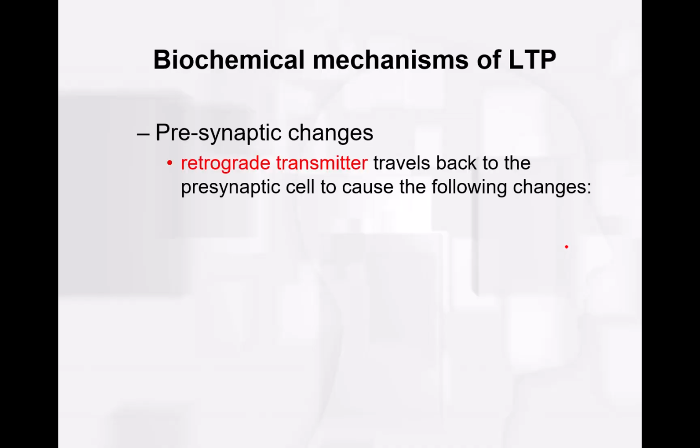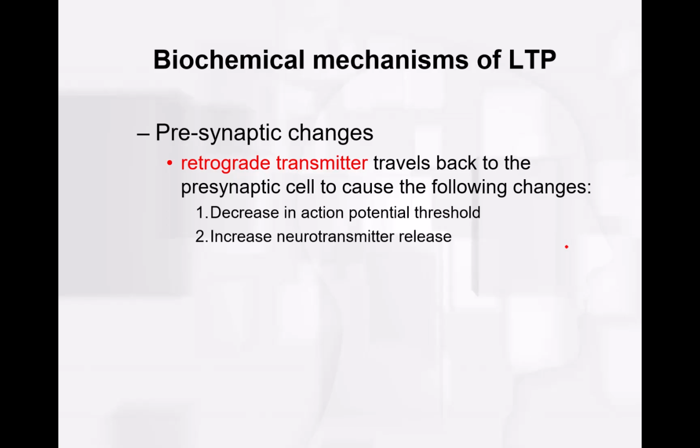The presynaptic changes are that there are going to be some retrograde transmitters that travel back to the presynaptic cell and cause the following changes that also result in this increased potentiation. First of all, you're going to have a decrease in the action potential threshold. So the threshold of that presynaptic cell is going to decrease, meaning it's going to be more likely to fire an action potential.